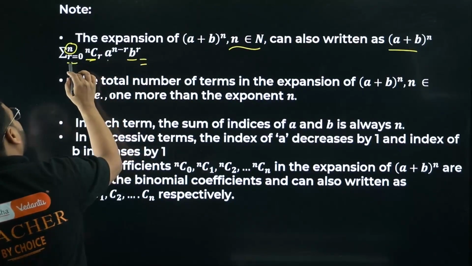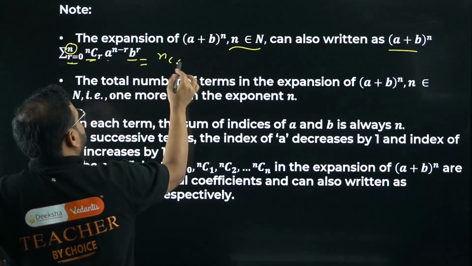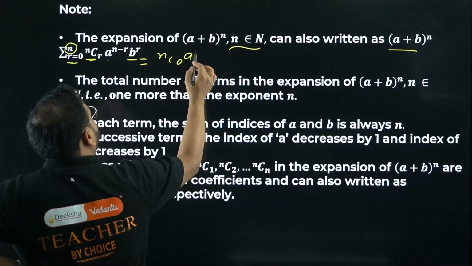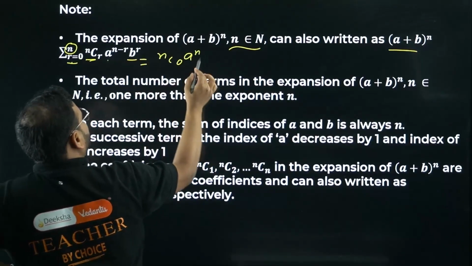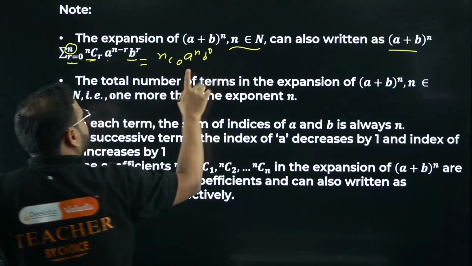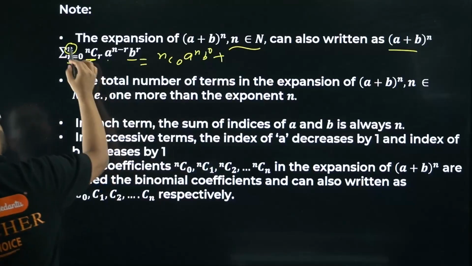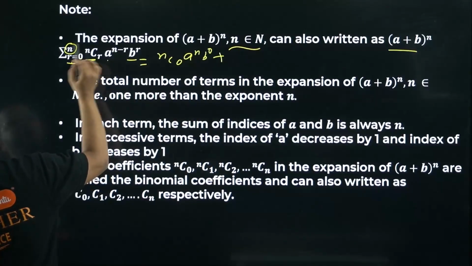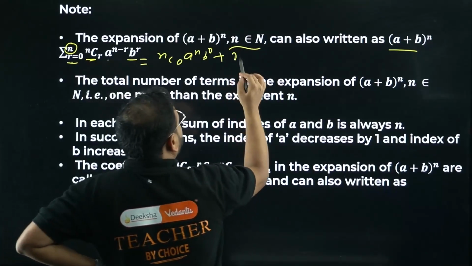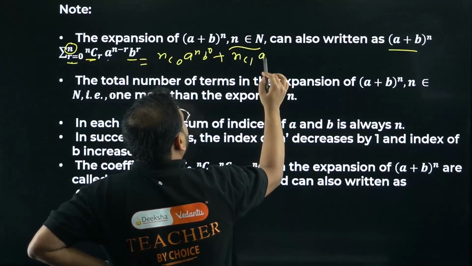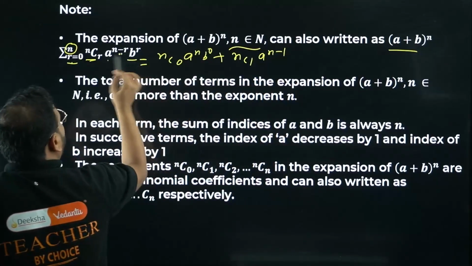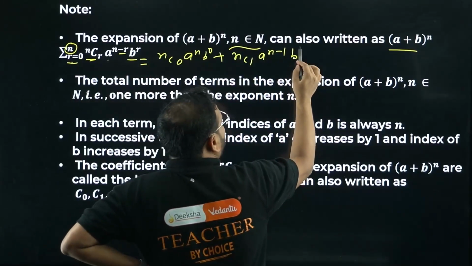First term: r equal to 0. So nC0, a^(n-0), so a^n, and b^0, which is 1. Next term, r will be 1. So we write nC1, a^(n-1), and b^1.